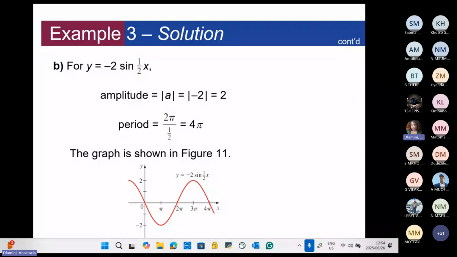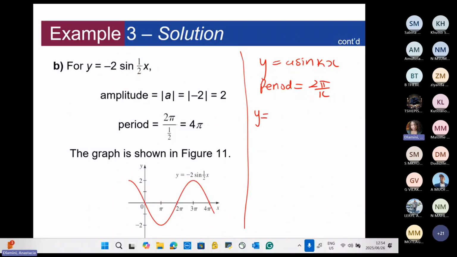So remember we had y equals a sine of kx. This is what we had recently, isn't it? And then we said the period is equal to 2 pi over k. Now, what if we have a shifted graph to the left or to the right? So meaning we have now kx minus b. What do you think the period will be?